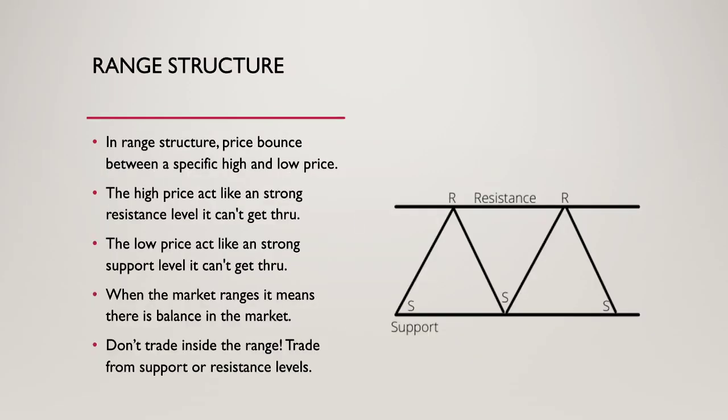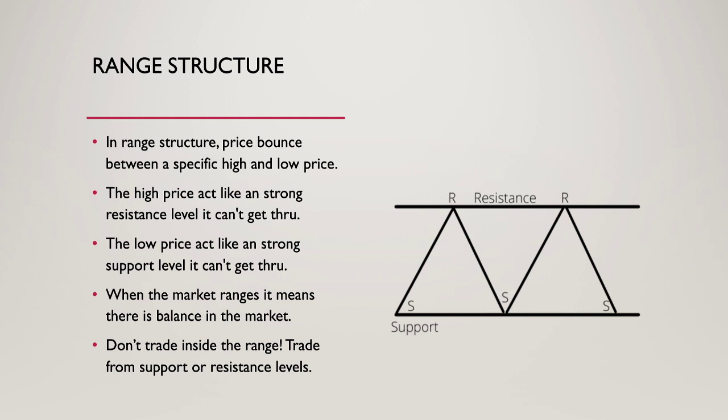Then we have the range structure. In the range structure, price bounces between a specific high and low price, right? As you can see here, this is the high, this is the low, and it just bounces between. The high price acts like a strong resistance it can't go through. It tried 2 times and failed. Same with the support, 3 times failed. So when it ranges, it just tells us that the market is balanced.